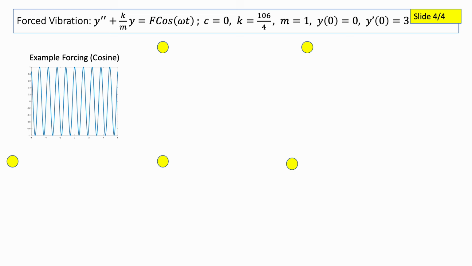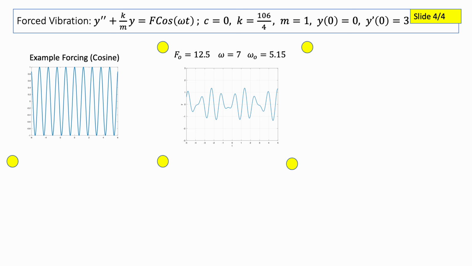So let's examine what we get when we try various values of omega. For example, here's a forcing function that is a cosine. This is F cosine omega t. And in this example, the forcing function goes from plus 1 to minus 1, so F is 1. And then, here's what we get for the displacement if omega naught is 5.15 as we calculated in the previous slide, and the forcing function is 7 radians per second. F0 is 12.5.